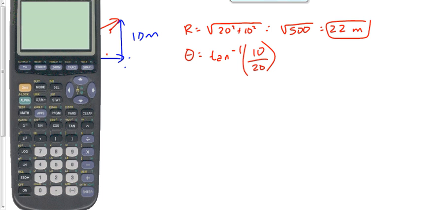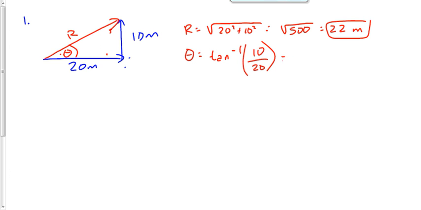Okay, the inverse tan will go second function tan. That's your yellow button or your blue button, depending upon which version of the calculator you have. Second function tan of 10 divided by 20. Let's finish off the brackets. And we get 26.56 or 27 degrees. Okay?